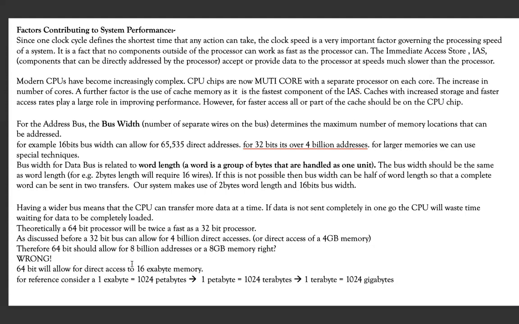But right now, we don't have 16 exabytes of memory, and 16 exabytes is pretty big. 1 exabyte is 1024 petabytes, 1 petabyte is 1024 terabytes, 1 terabyte is 1024 gigabytes. We're still in the gigabyte territory with respect to memories. So we have a long way to go. That's why we are still using 64-bit processors. They are sufficient for accessing the current memories that we have.